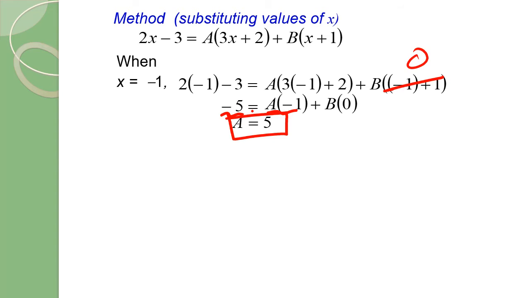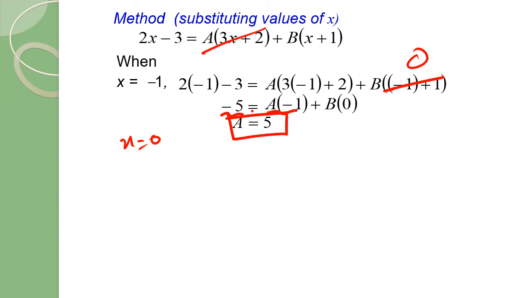Now for the next one, what should we do with the value of x? It's time to either first try to eliminate A, or we can use the easiest number in the world, which is x equals 0. Why? Because we have A already, so we don't have any problem if we want to use any number.